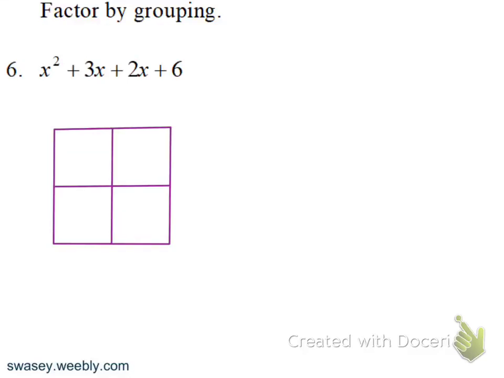Alright, I'm just going to take the factoring by grouping problems from the review and work them a different way using what some people call the box method. So we're going to start by writing our four terms inside of the boxes. Now we're going to look at that first row and find the greatest common factor. So between x squared and 3x, the greatest common factor is x. Then look at the second row, 2x plus 6, and find the greatest common factor there, which is positive 2.